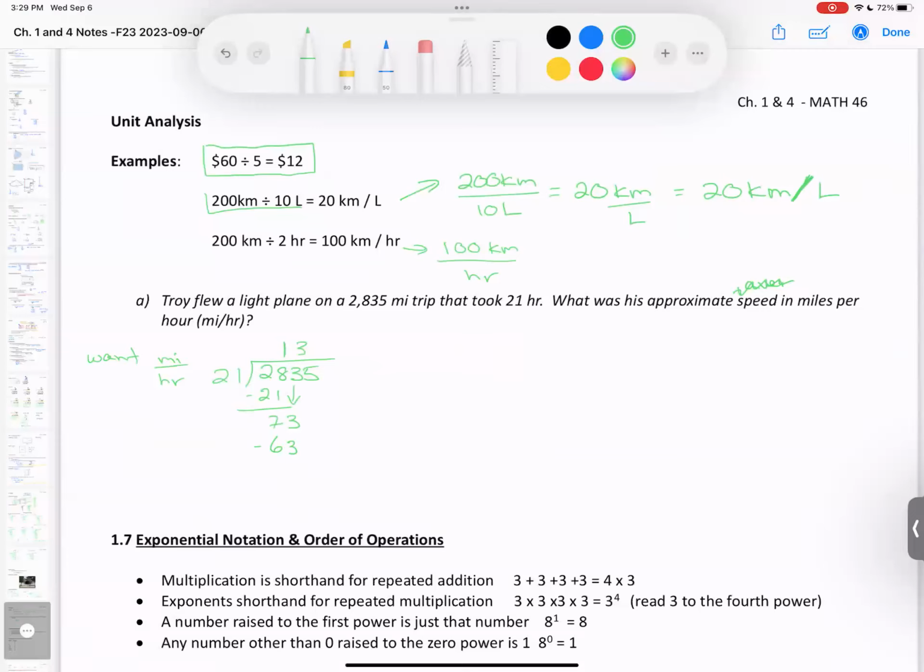And don't feel bad if you need a little more time to figure that out. Okay, that's going to leave us with 10. And I'm just making sure I'm doing it right. Yep, that's right. We're going to drop down that 5. Now, how many times does 21 fit into 105? Well, 21 times 5 is exactly 105, so that worked out well. So we have exactly 135 with no remainder. So therefore, we could say his approximate speed is 135 miles per hour.